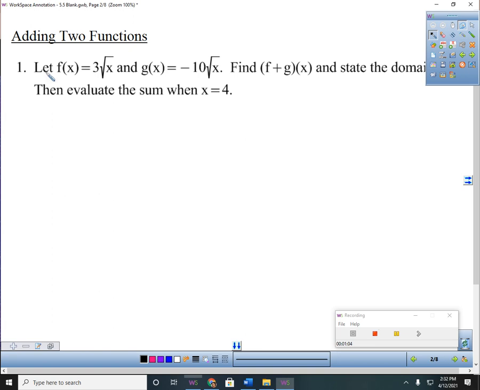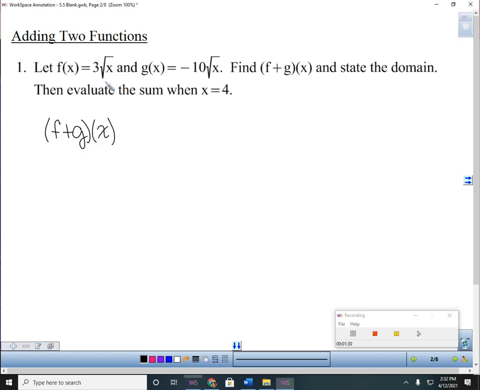All right, so there's three things you have to do on this problem. First, it says find f plus g of x. Then state the domain, and then evaluate the sum when x is 4. So first, we're going to find f plus g of x. That literally just means I'm going to take whatever f is, which in this case is 3 square roots of x, and I'm going to add that to whatever g is, which in this case is negative 10 square roots of x. And if I can simplify that, then I need to.